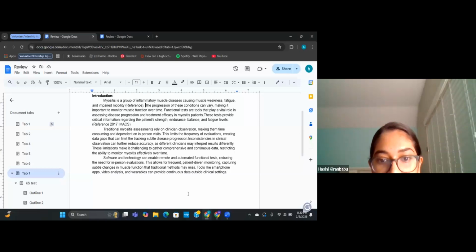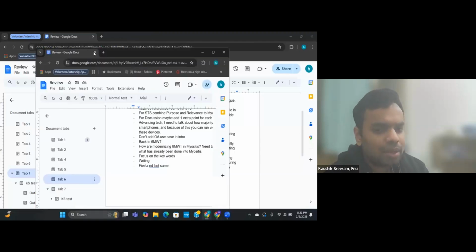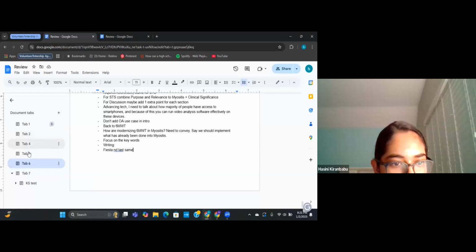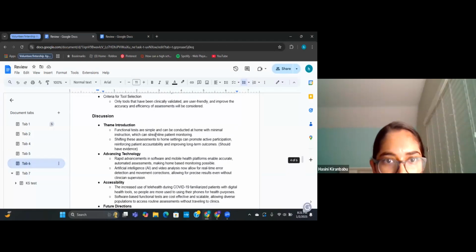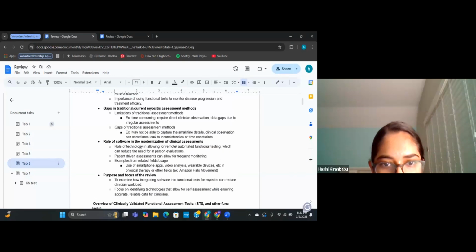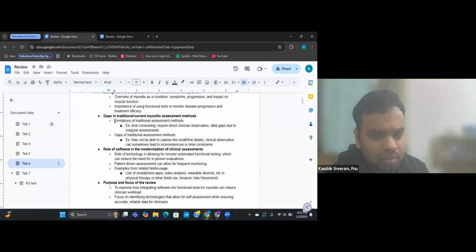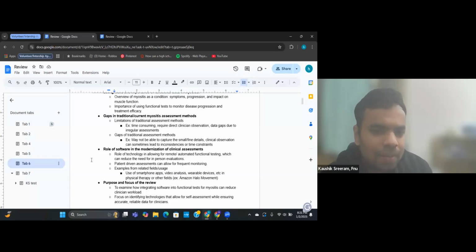Software and technology can enable. Hold. Show me the outline and tell me what the outline meant. Yeah, this is the second para. So I kind of just kept it simple: time-consuming, required direct clinician observation, data gaps due to irregular assessments, may not be able to capture fine details. Yes, here.